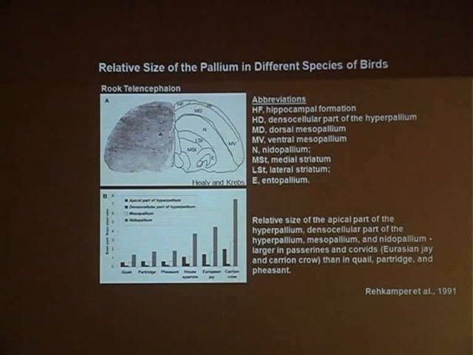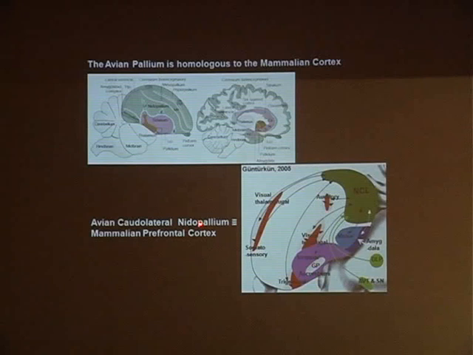Nidopallium in birds. Now, the avian caudolateral nidopallium is considered to be analogous to the mammalian prefrontal cortex. It has similar connections. The prefrontal cortex is also connected to all other parts of the brain, and so is this NCL region, based on various neuroanatomical studies. It's connected to the bird's visual cortex, somatosensory, auditory, and even amygdala regions. And it is found that lesions to this area prevented the birds from picking up any kind of discriminative tasks or complex cognitive tasks.